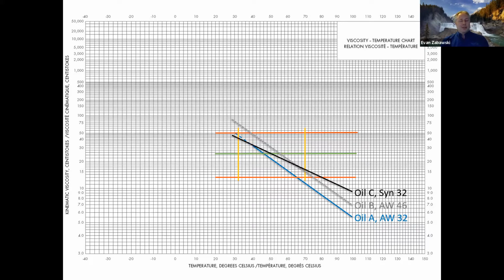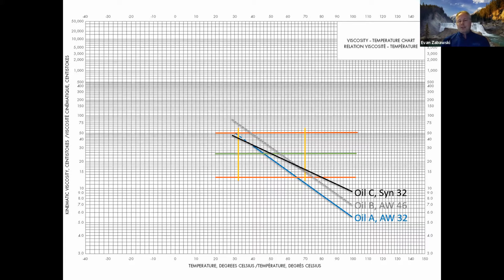that the slope of that line changes. And because the slope changes, that line stays what I would say is inside the box. It is not too thick at the cold temperatures and it's not too thin at the high temperatures. This oil stays within the range as we need it.